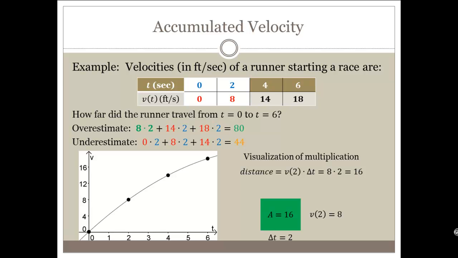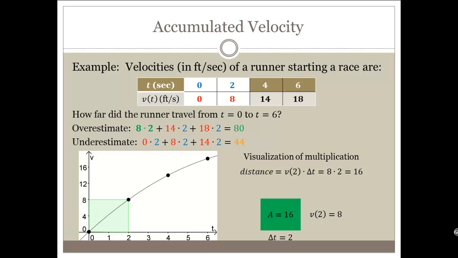How does this rectangle fit into our graph? Well, we are talking about the time interval from 0 to 2. So we want to put our rectangle so that delta t, the 2-second time interval, follows along the horizontal axis from 0 to 2. Notice that since our height is given by v of 2, which is 8, we pass through the point 2, 8 in the upper right-hand corner.